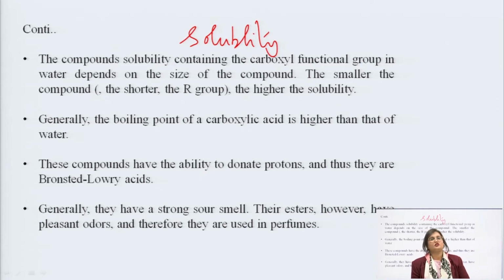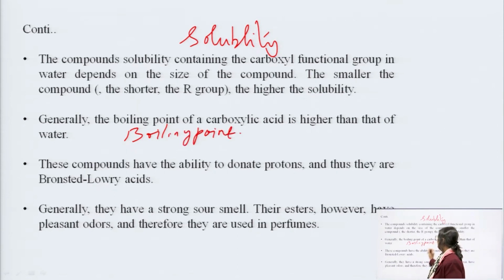So, when we talk about the solubility of carboxylic acids, solubility varies depending upon the length of the alkyl chain. The shorter the alkyl chain, the higher the solubility. The longer the alkyl chain, the lower the solubility. Now, moving on to another important parameter, which is boiling point.